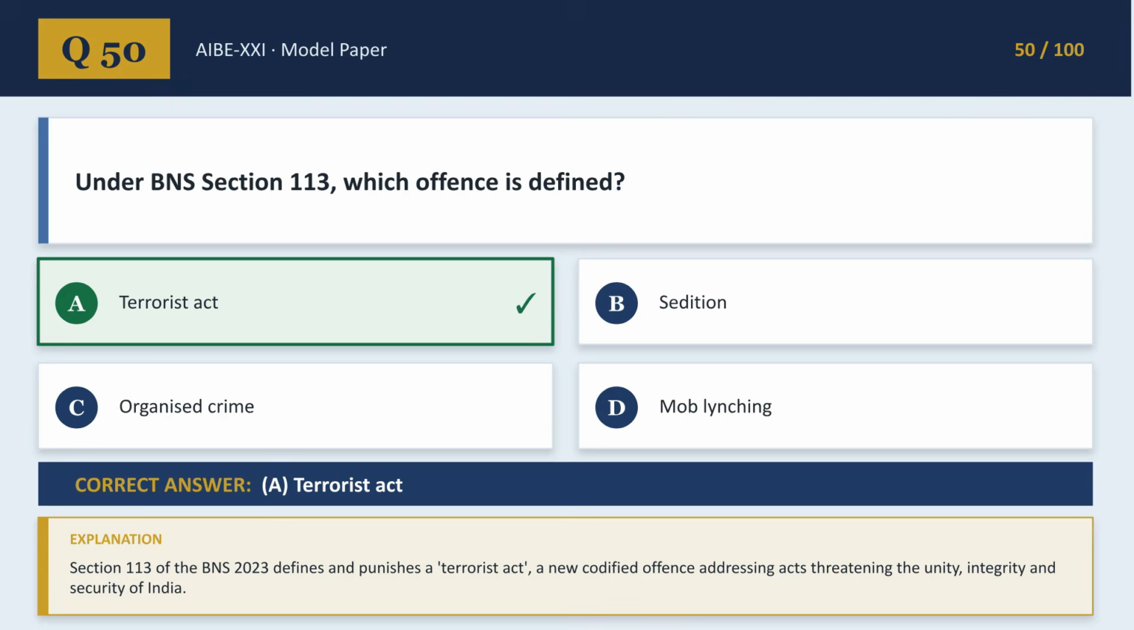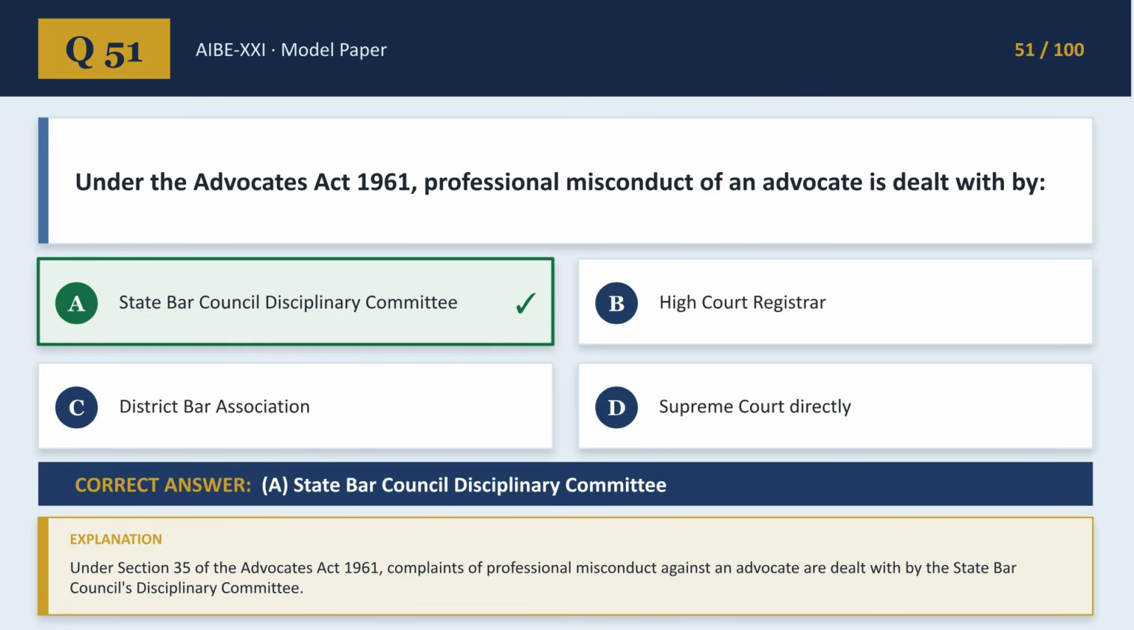Under BNS Section 113, the offense defined is a "terrorist act." Section 113 of the BNS 2023 defines and punishes this new codified offense, which addresses acts threatening the unity, integrity, and security of India. Professional misconduct of an advocate under the Advocates Act 1961 is dealt with by the State Bar Council Disciplinary Committee. This is established under Section 35 of the Act.